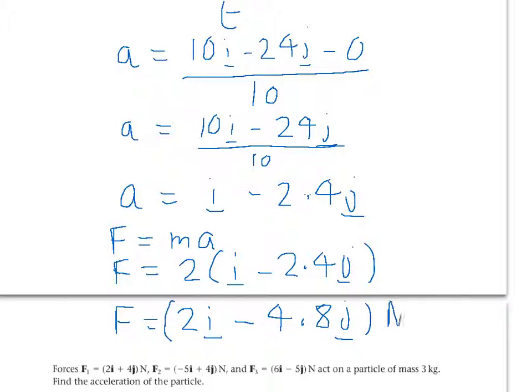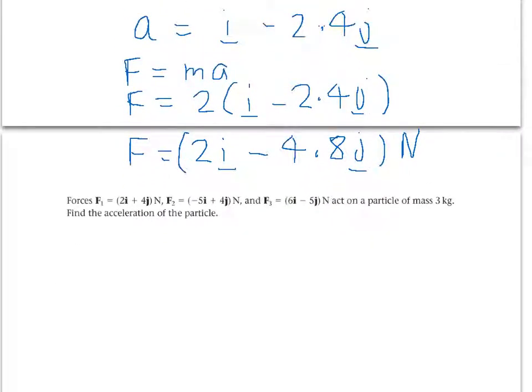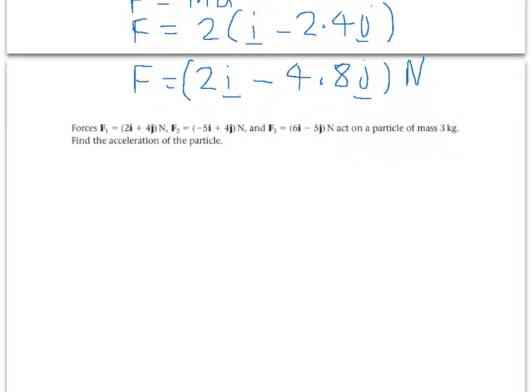Right, let's have a look at another example. It says forces F1, F2, F3 act on a particle of mass 3 kilograms. Find the acceleration of the particle. Let's just quickly draw a diagram for this. You've got your particle in the middle. You've got a 2i plus 4j acting on it.